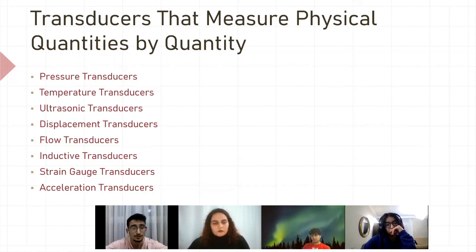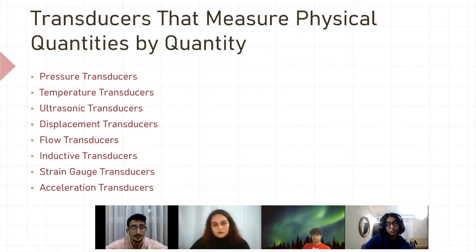Strain gauge transducers convert physical quantities such as mechanical stress into an electrical signal. It has a flexible and conductive material that doesn't break when force is applied to it. Strain gauge transducers are often used in civil engineering.